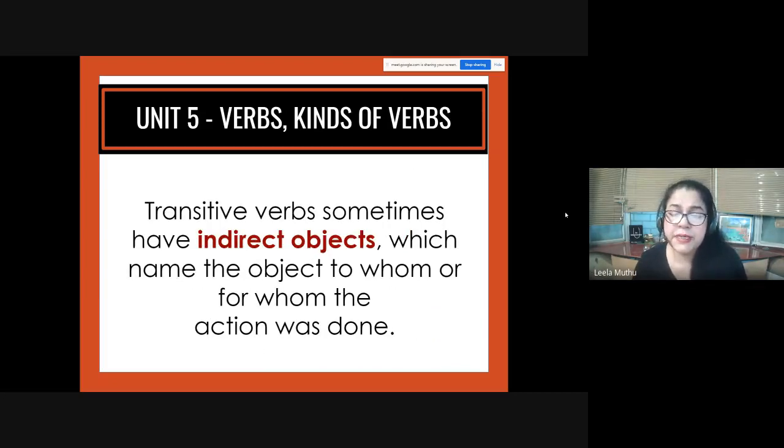So transitive verbs sometimes also have indirect objects. When it has only one object, we just call it an object. But when it has two objects, we can find out which is the direct object and which is the indirect object in the sentence. That is another unit, unit 13, I think, which I'll do separately. But this is also to give you an idea about the different types of objects in a sentence. You have a direct object and an indirect object. Indirect objects name the object to whom or for whom the action was done, and this can be made very simple through examples.